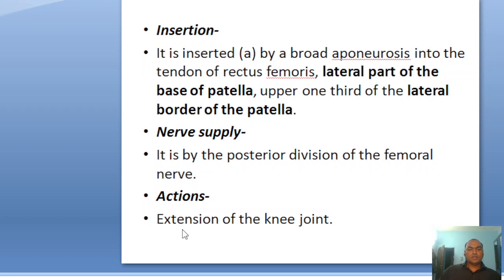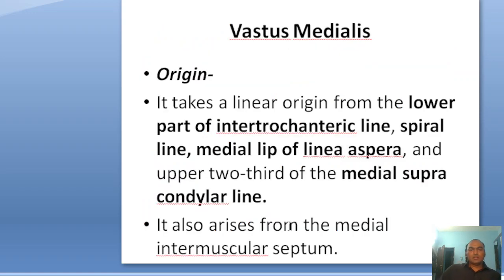Action: extension of the knee joint. And then this is the vastus medialis muscle. The origin of vastus medialis takes a linear origin, the same as vastus lateralis, from the lower part of the intertrochanteric line, the spiral line, continuing with the medial lip of the linea aspera. It originates from the medial lip of the linea aspera and the upper 2/3 of the medial supracondylar line. So this is the origin of vastus medialis.